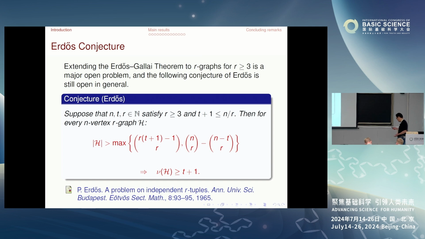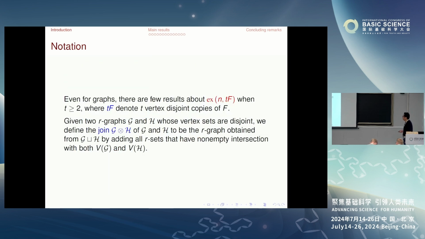For these problems we have a similar conjecture posed by Erdős. However, although there are many results on this topic, this problem is still open now. Actually, for general F, there are few results about this one. We let tF denote t vertex-disjoint copies of F. We want to determine the Turán number of tF.